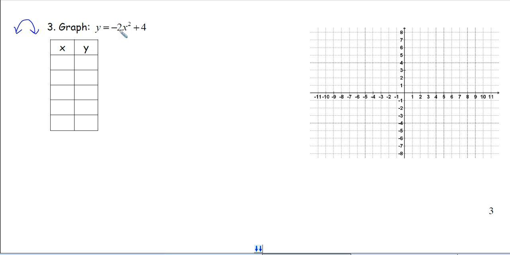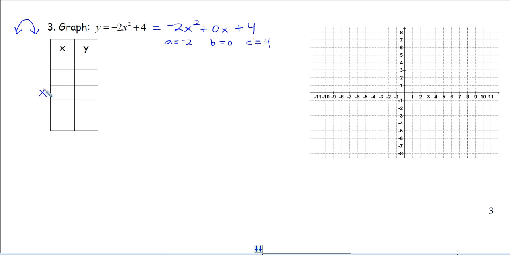Now, it looks like something's weird here, right? We're missing some stuff. So we have an x squared, and then we have a constant term, but we don't have an x term. So we could expand this out and say this is negative 2x squared plus, and since there is no x in here, I'm going to say 0x, and then plus 4. So this tells me my a is negative 2, my b is 0, and my c is now 4.